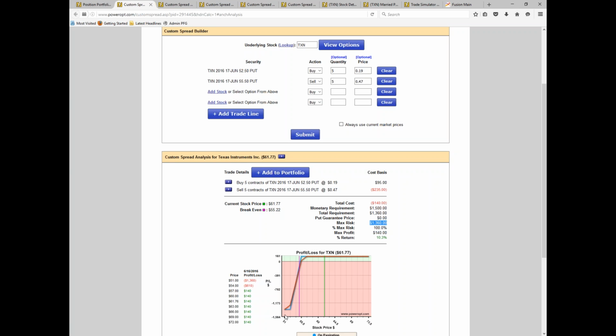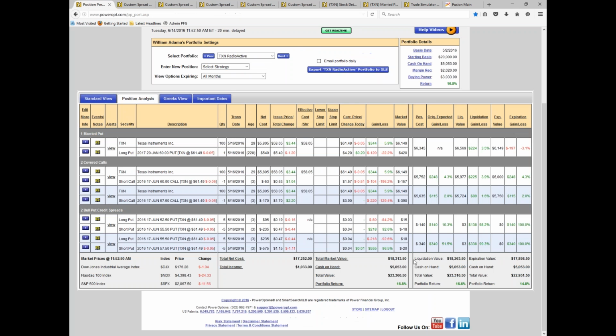If Texas Instruments did the opposite and fell below 52.50, highly unlikely. Even dropping below 55 had a very low probability of occurring. But here's that 10-to-1 risk-reward ratio, and again, 28 cents, 5 contracts even, so we keep the risk, which is 3 times, almost 4 times what I had on the married put monetarily in my portfolio, but to make $140. That's the most we can make, is that $140. Here we're at 224.